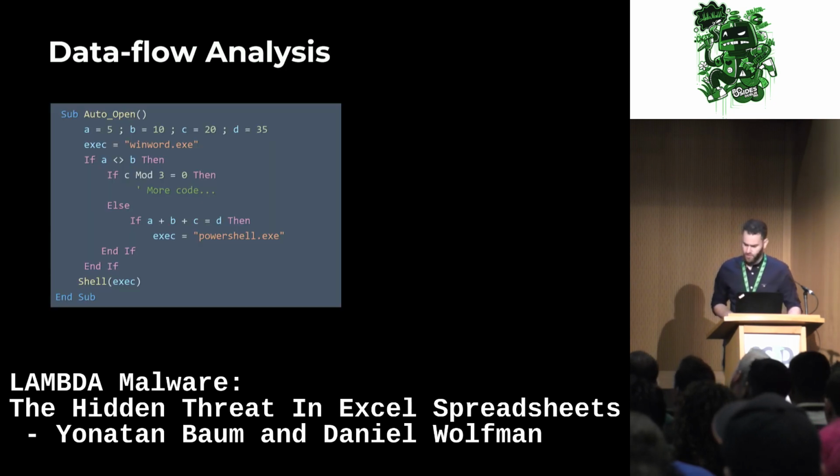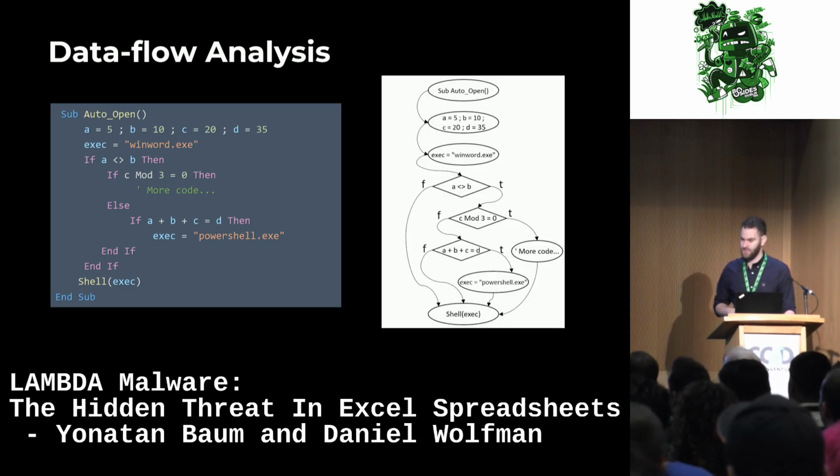We'll examine this VBA code. It defines a few variables and then executes a binary. The binary could either be Word, which is not malicious by any means, or PowerShell, which would be considered malicious. Now let's see the exact same macro from the perspective of an antivirus engine.